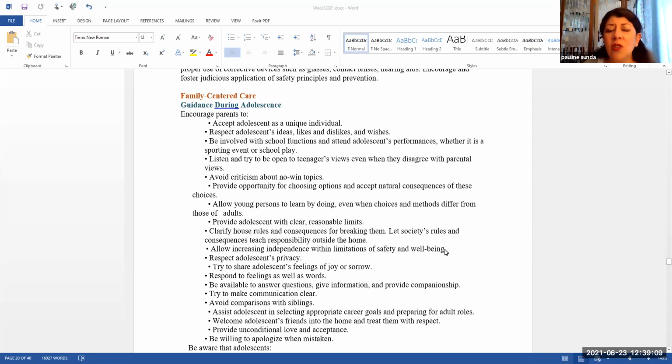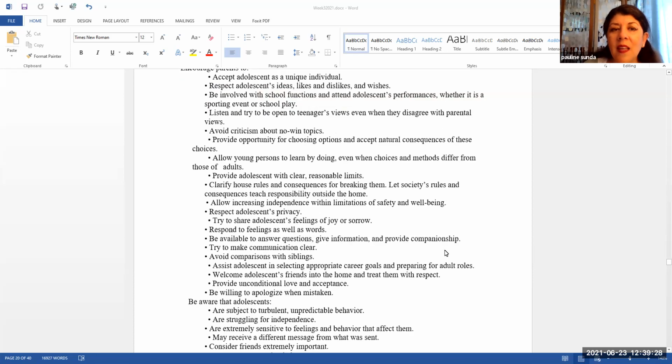Family-centered care related to the adolescent. So here we want to encourage parents to accept the adolescent as a unique individual, respect the adolescent's ideas, likes and dislikes and wishes, be involved with school functions and attend the adolescent's performances, whether it's a sporting event or school play. Listen, try to be open to teenagers' views, even when they disagree with the parents. You want to try to avoid criticism about no-win topics. Provide opportunities for choosing options and accept natural consequences of their choices.